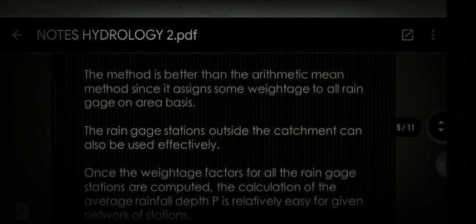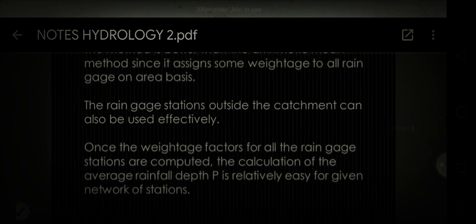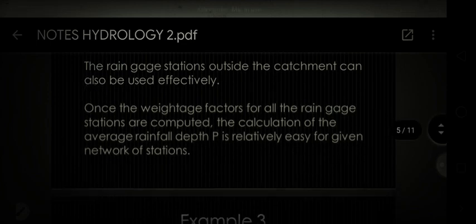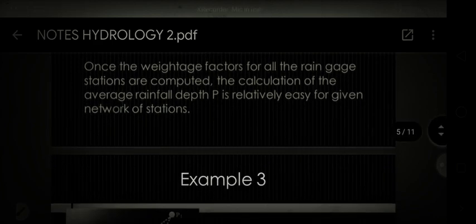The method is better than the arithmetic mean method since it assigns some weightage to all rain gauges on an area basis. Rain gauge stations outside the catchment can also be used effectively. Once the weighted factors for all rain gauge stations are computed, the calculation of the average rainfall depth P is relatively easy for a given network of stations.